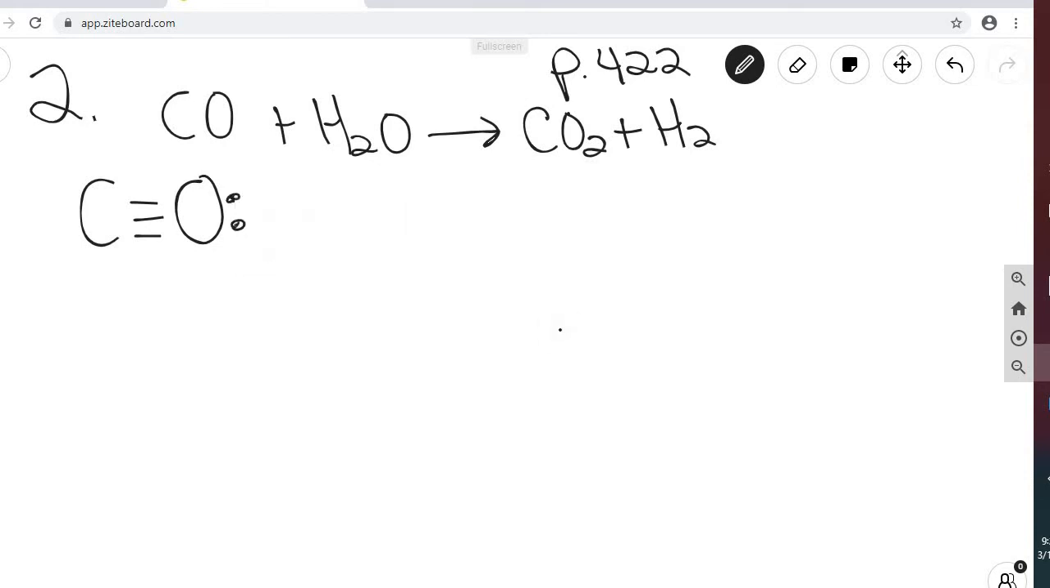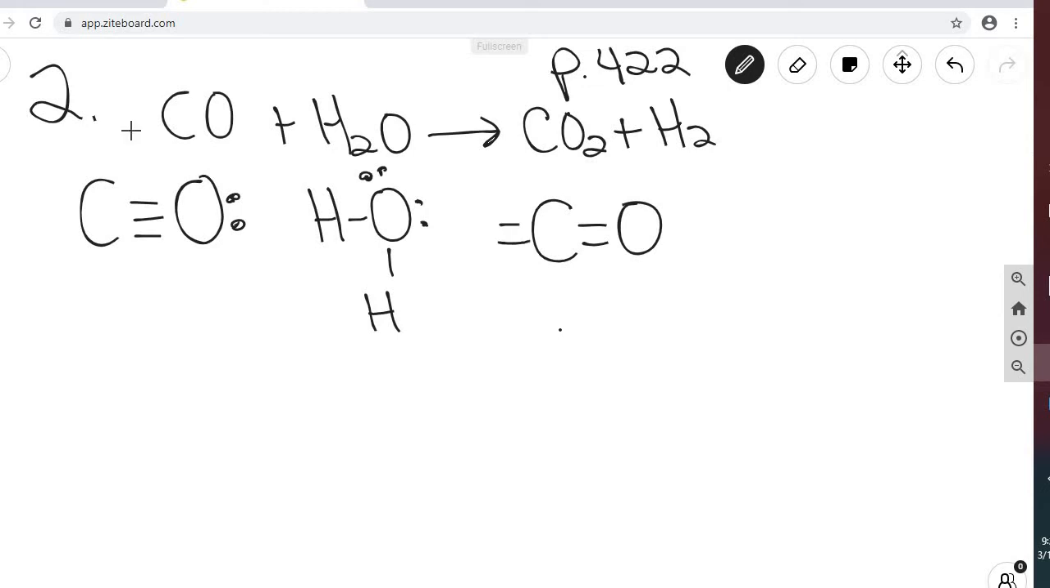And then you're going to have a water molecule. So H, draw the Lewis structure for that, and put in the dots here. And then you'll have a CO2. The Lewis structure for CO2 looks like this. We need to put our electrons there. And then you'll have a hydrogen gas molecule, so a hydrogen to hydrogen bond.